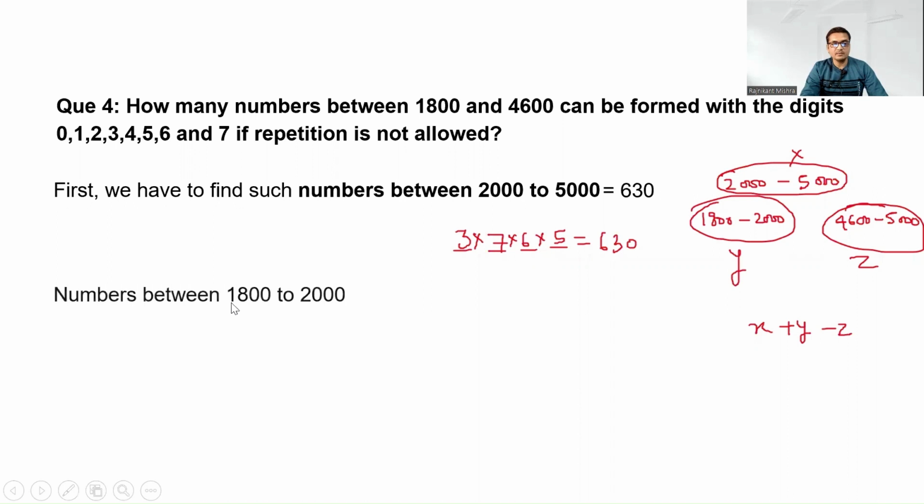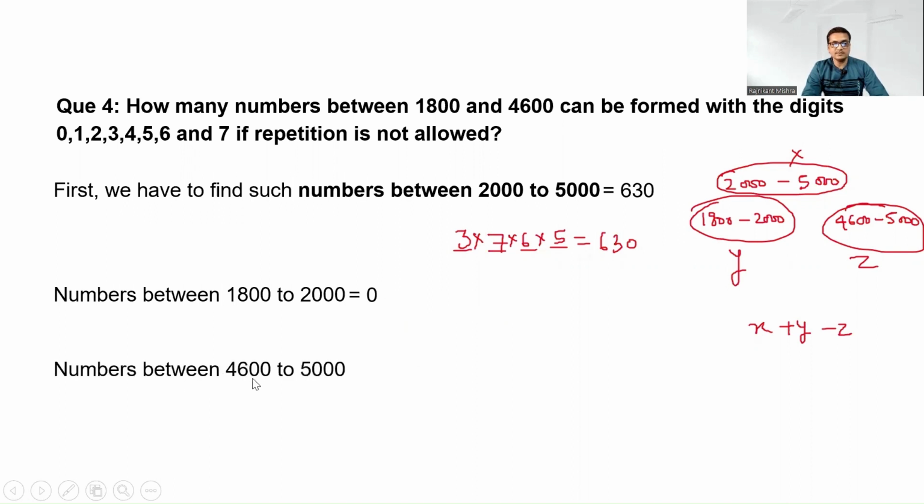Now we find the numbers between 1800 to 2000. We have 4 positions. At first place, we can put either 8 or 9, but both the numbers are not available in options. So we can say with given digits, no such number can be formed. Our total numbers is equal to 0.